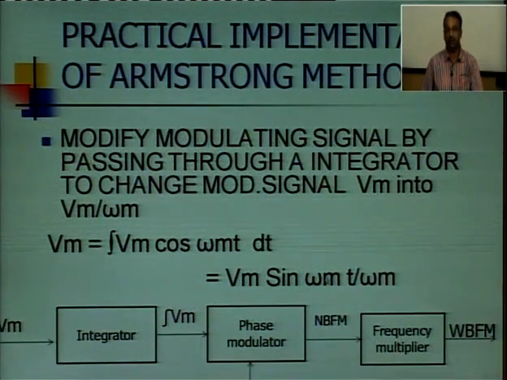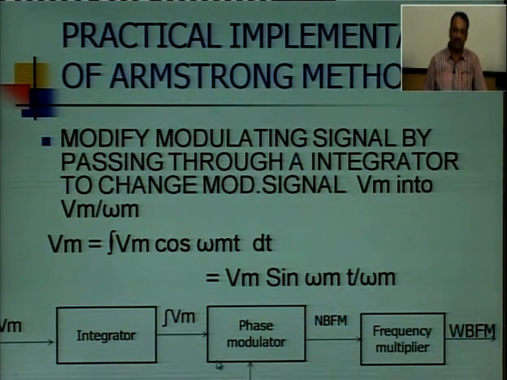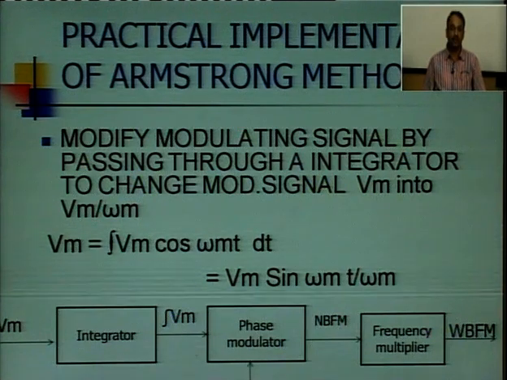This is the block diagram of the Armstrong method, indirect method. Here we use an integrator to modify the modulating signal. Then by this modified modulating signal, we phase modulate a carrier, that is crystal controlled carrier, and we get a narrow band FM. This narrow band FM is applied to a frequency multiplier, and we get a wide band FM.